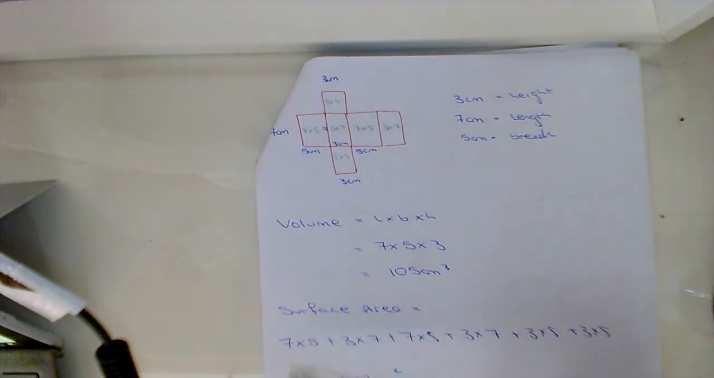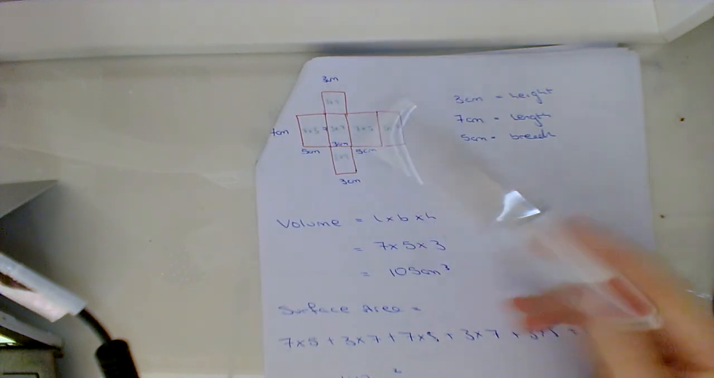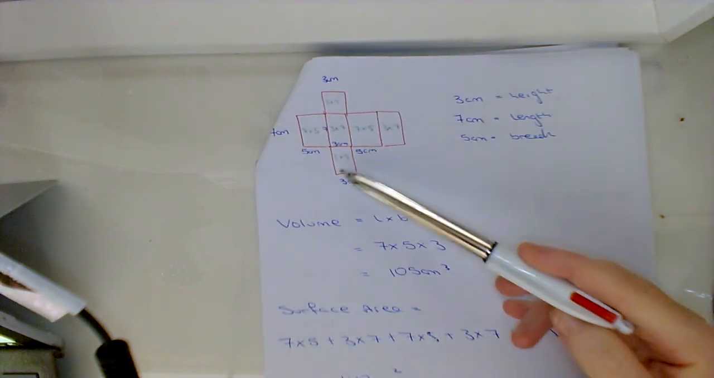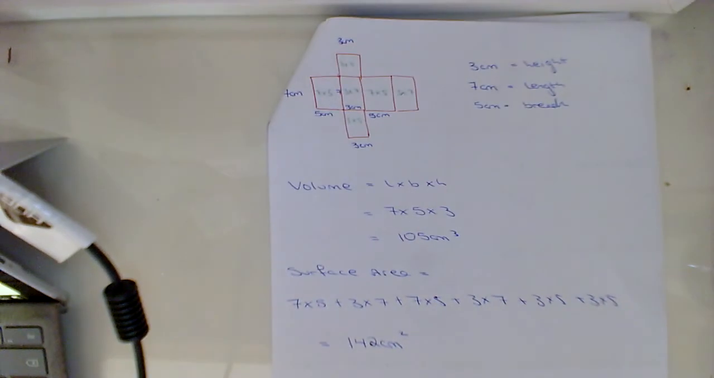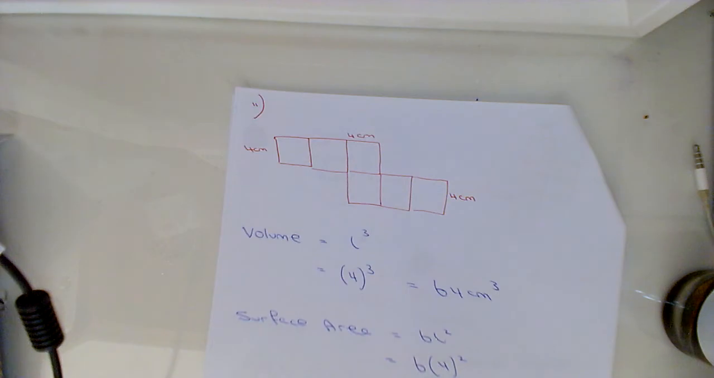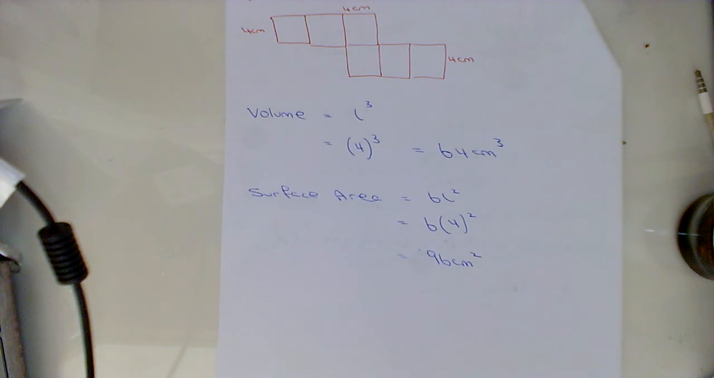So my surface area is 7 by 5 plus 3 by 5 plus 3 by 7 plus 7 by 5 plus 3 by 7 plus 3 by 5. And my final answer for this one is 142 centimeters squared. And the next one here, I actually have a cube. So it's 4 centimeters in all of the dimensions. My volume is equal to L cubed, so I have 4 cubed, and I get 64 centimeters cubed. My surface area then is 6L squared, and I get 6 bracket 4 squared. And my answer then is 96 centimeters squared.